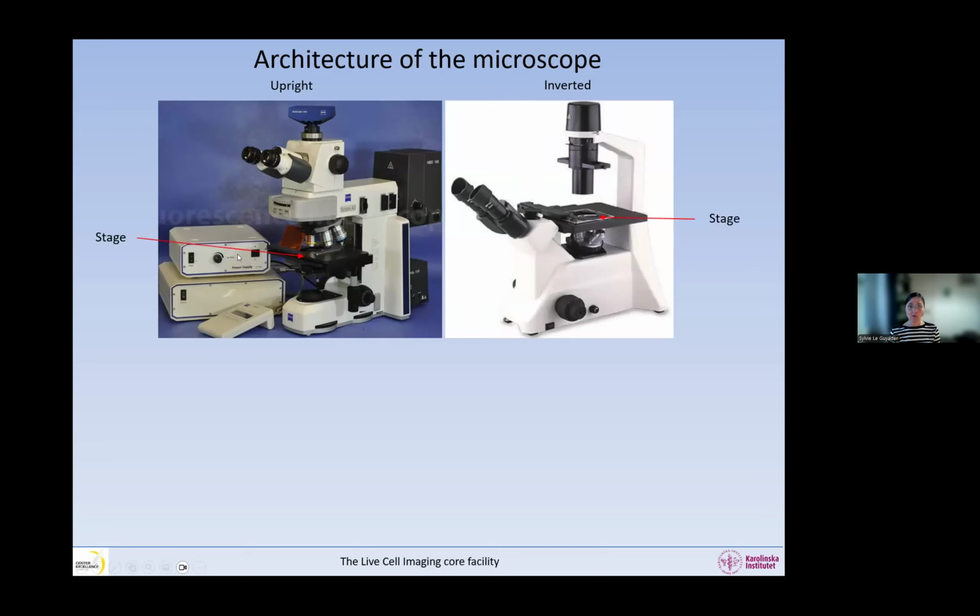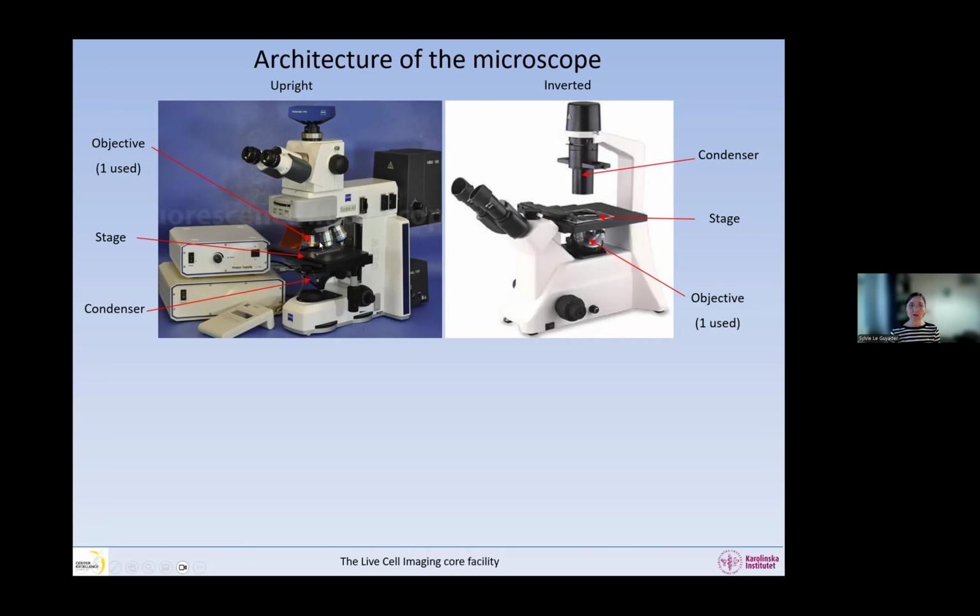What does that mean? We look where the stage is. So here we see the stage, and then we see where the objectives are. If the objectives are above the stage, it's an upright microscope. If the objectives are below the stage, it's an inverted microscope. And that is the case for most of the microscopes that we use. And we will see why. What is the advantage of one versus another? But they both work very well. So when we look at the stage and the objective, we will always see something on the other side of the stage compared to the objective, and that is the condenser.